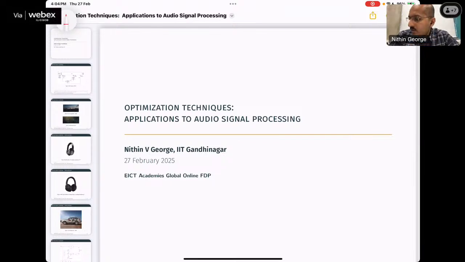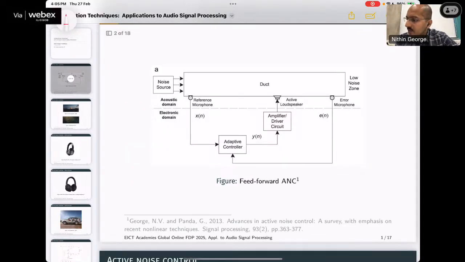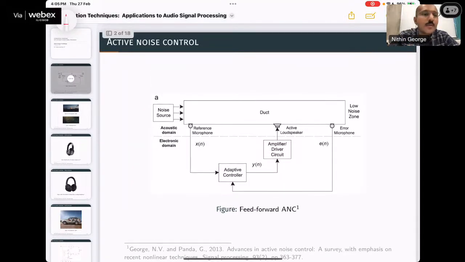So now today we are looking at applications to audio signal processing. Even though it is application to audio signal processing, we are only specifically looking at one application, which is active noise cancellation. That is the only application we are looking at, because I think there are other applications coming up. I think tomorrow there is some application in hearing aids. Okay, fine.